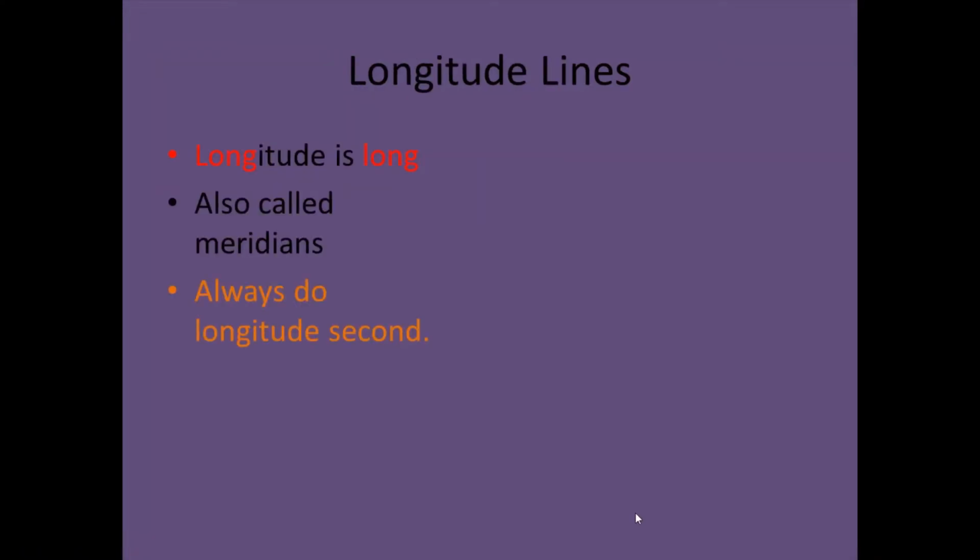Okay, let's move on to longitude lines. Longitude lines are those long lines. You can hear the word long inside of the word longitude. They are also called meridians, and I'll explain that. I know meridians is kind of a different word. And we're always going to do longitude second. We will do latitude first, and we'll do longitude second. And that's why I'm teaching you latitude first and longitude second.